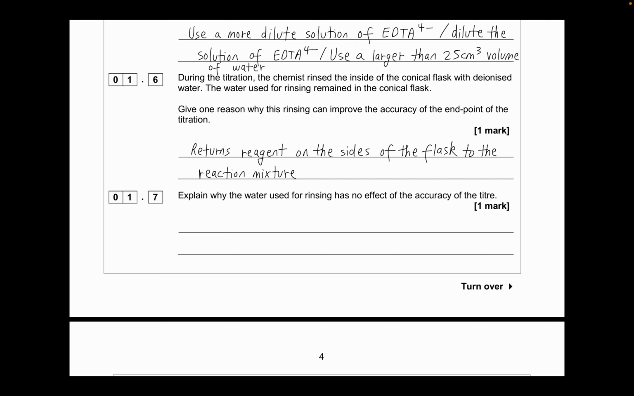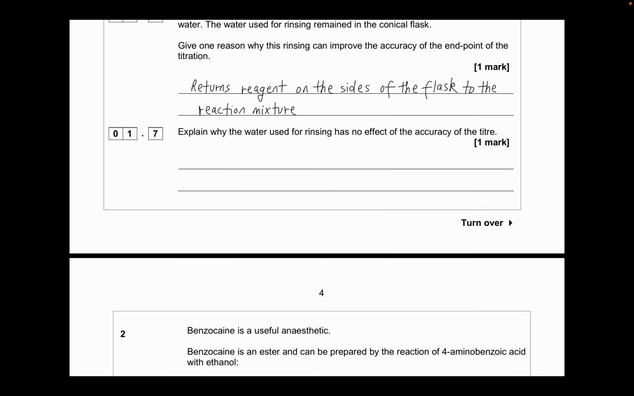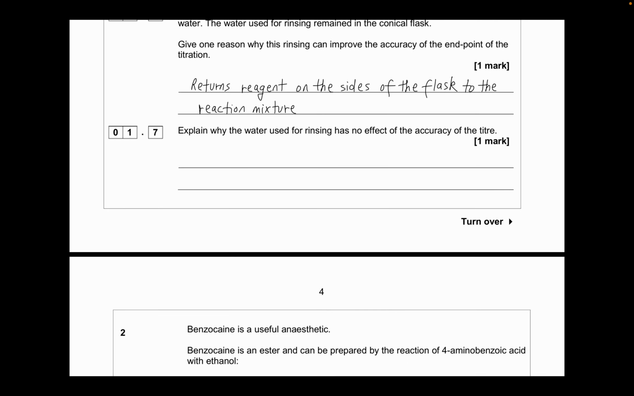Okay. Next question 1.7. Explain why the water used for rinsing has no effect on the accuracy of the titer. It is because this does not change the number of moles, or the water is not a reagent. So you can mention this point, that this does not change the number of moles of reagents.